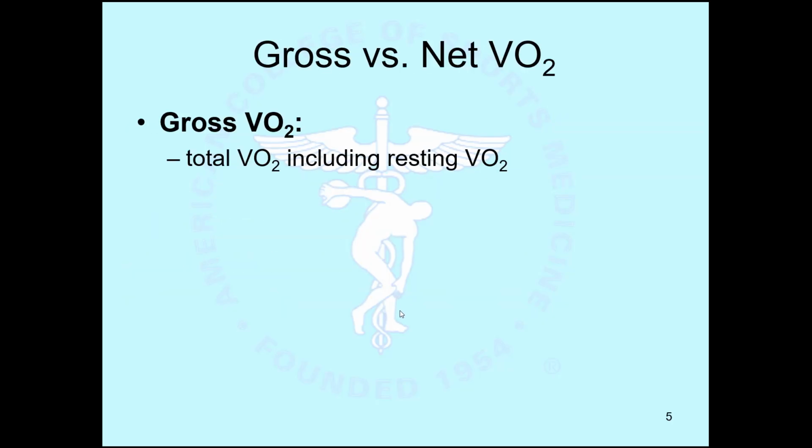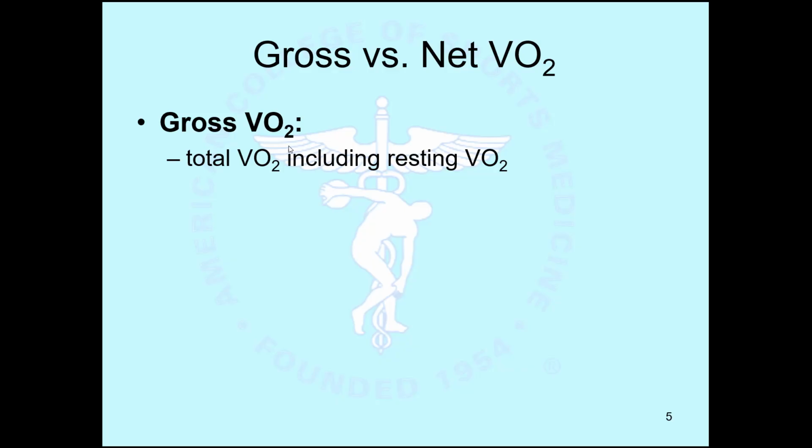So gross versus net VO2 refers to whether or not you're including resting metabolism. This is important when you're thinking about energy expenditure goals for maybe weight loss and how much energy is expended in a given exercise bout. A lot of times you want to know how much energy or how many calories you expended due to that exercise bout you did, not only due to resting metabolism on top of that. So let me try to explain what I mean by that.